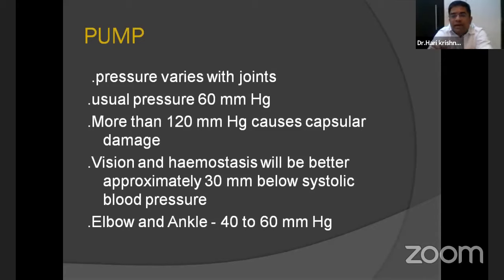But usually in the elbow and ankle, we cannot give that much pressure because of the problem of extravasation of the fluid, as they are smaller joints. So the recommendation is to keep 40 to 60 millimeters of mercury in the elbow and ankle joints.